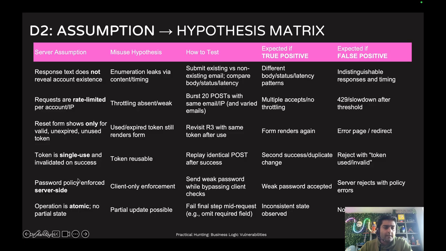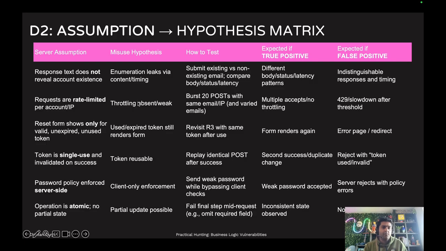Okay, let's say requests are rate limited per account or IP. Why? Because you tested it from the UI without even looking at HTTP requests. Then you came to know that this is something the server might be doing. Now this is your assumption. So what is your hypothesis? Can you do the throttling? Is throttling there or not? Can you do a bulk request and still use the oldest one and all?